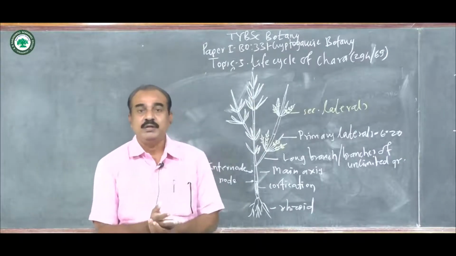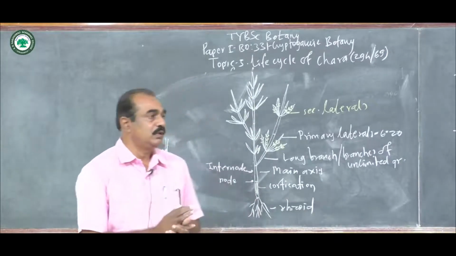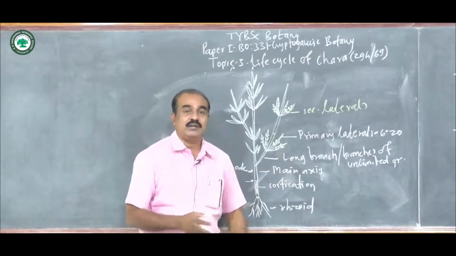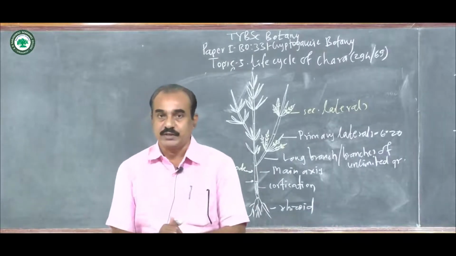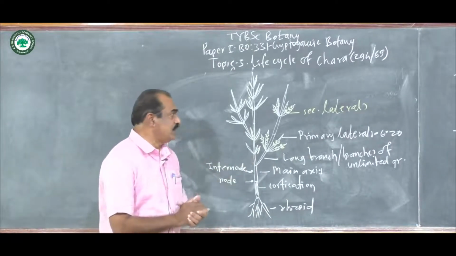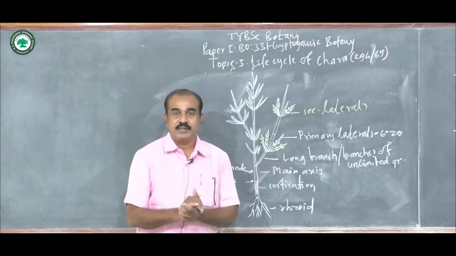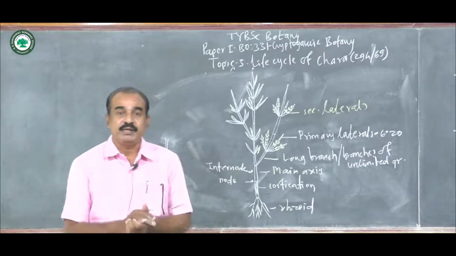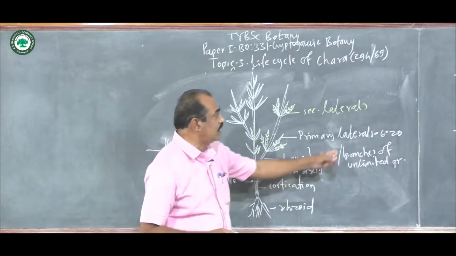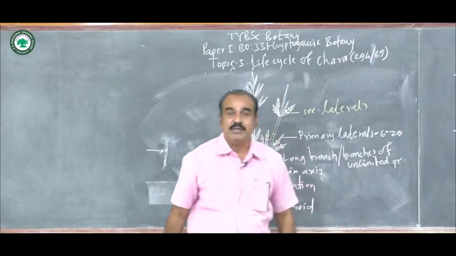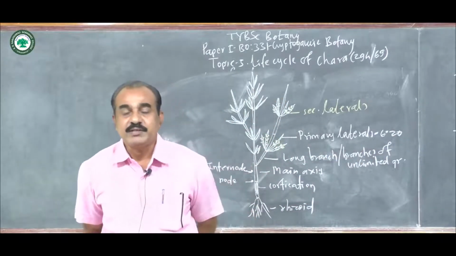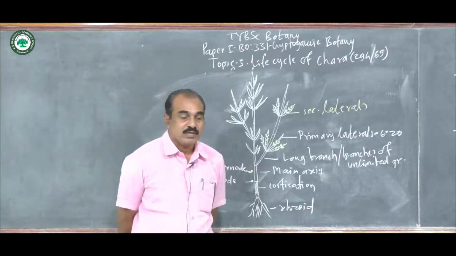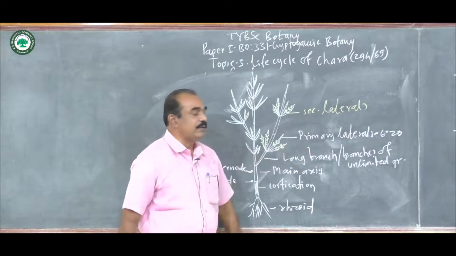And the structure of long branches is the same as the main axis. That means these long branches also get divided into nodes and internodes. Now this is the first. Second, that is the primary laterals. They are also called the branches of limited growth because they develop in a whorl, and in each whorl about 6 to 20 primary laterals develop. These branches also show nodes and internodes. They show up to 15 nodes. So this is the second branch, which is called the primary lateral branch.